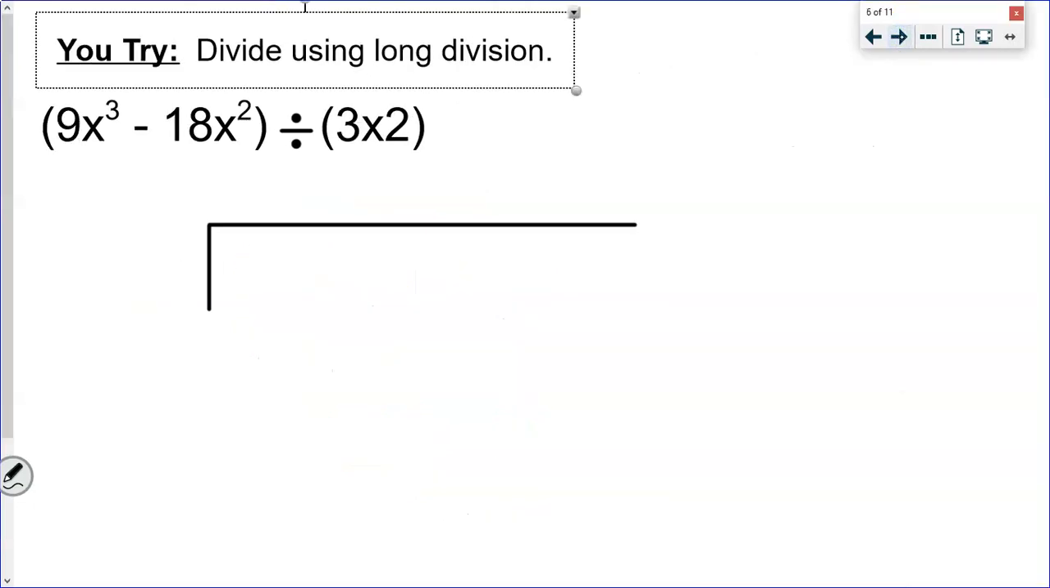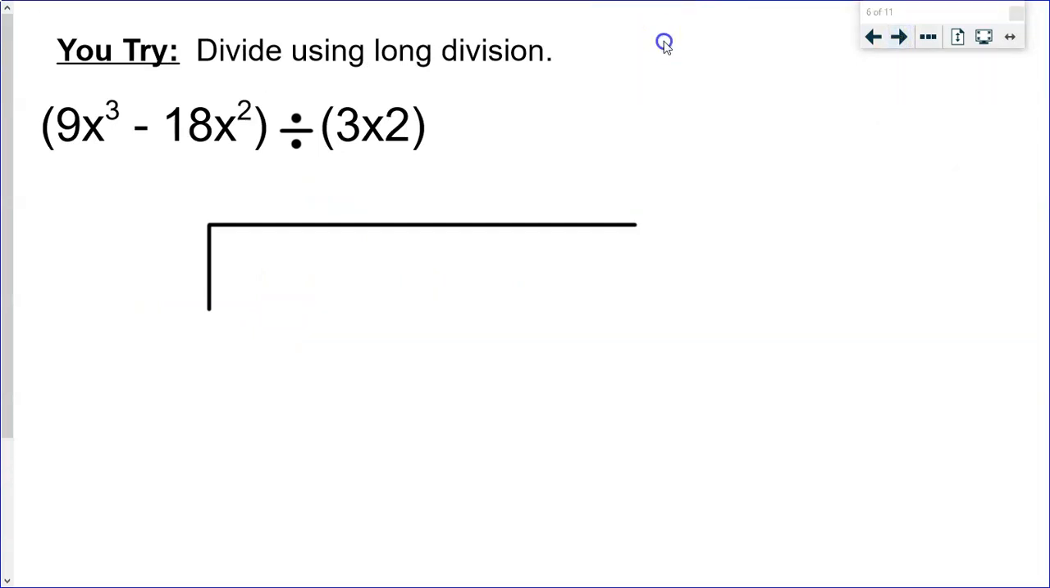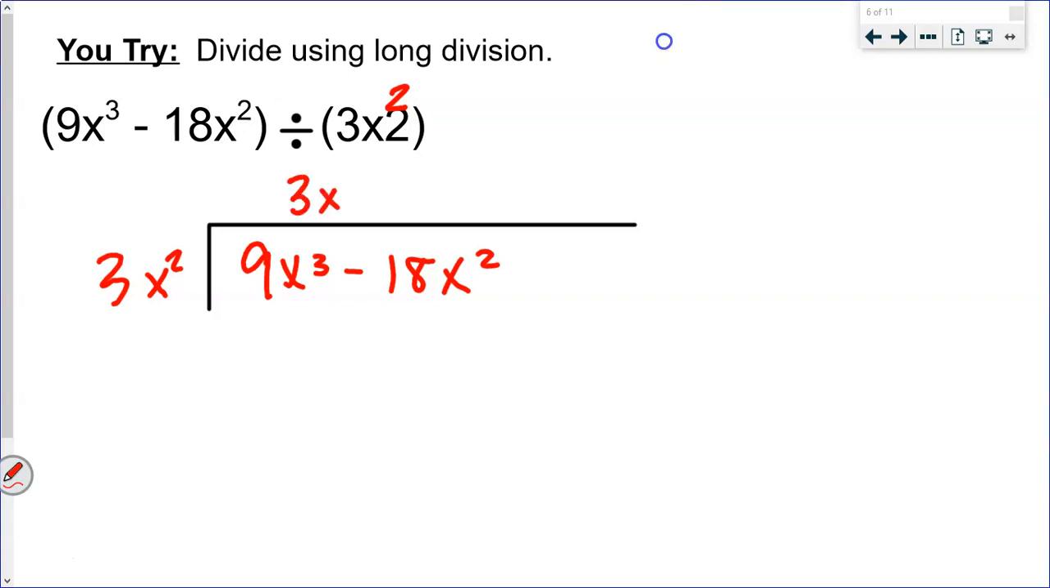So again, let's try this one. So once again, we're going to put the 9x to the third minus 18x squared. Oops, that's supposed to be a squared right there, y'all. So that should be a squared right there. Sorry, that's what it is on y'all's paper. So this should be 3x squared, right? So what do I have to multiply by 3x squared to get 9x to the third? So I have to multiply it by 3x, right?